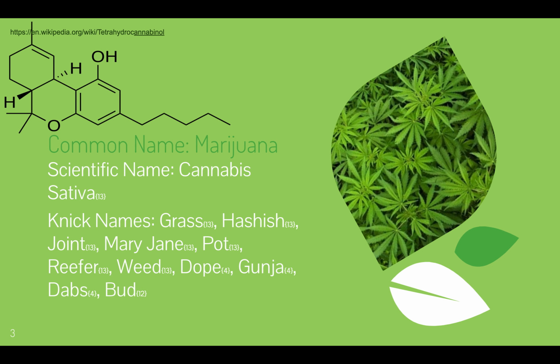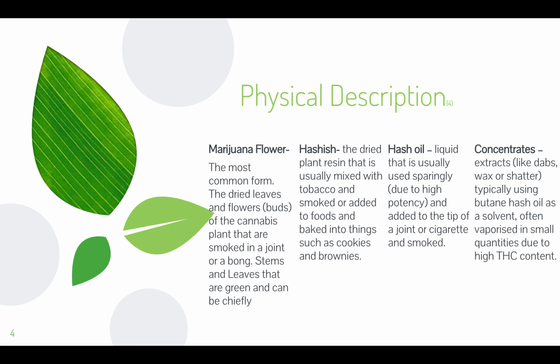Nicknames/street names for marijuana are grass, hashish, joint, Mary Jane, pot, reefer, weed, dope, ganja, dabs, and bud. Physical description of marijuana: you have the marijuana flower, which is the most common form. The dried leaves and flower buds of the cannabis plant are smoked in a joint or bong. The stems and leaves can be green, and they can also be keefy. Keefy just means that there's almost like a layer of sand-like grains of marijuana sitting on the marijuana flower.